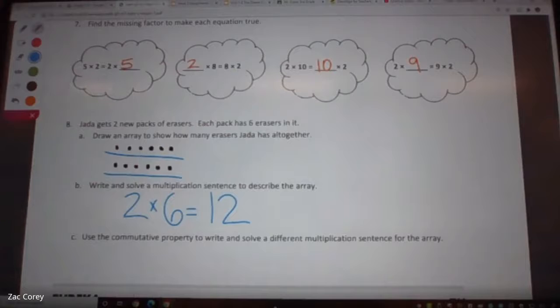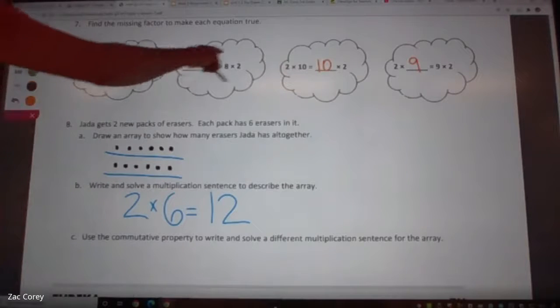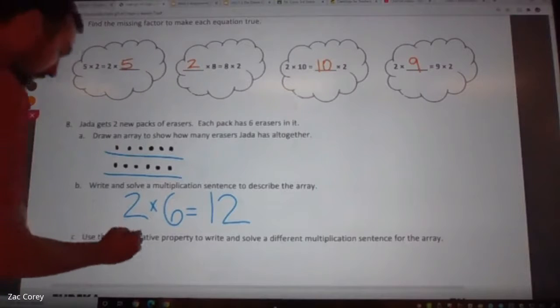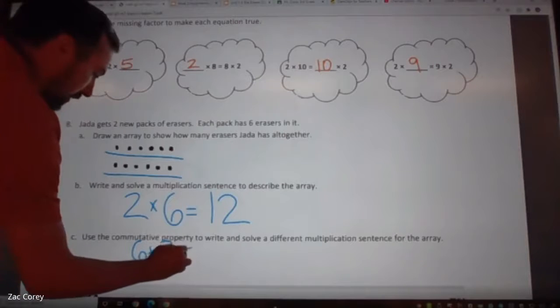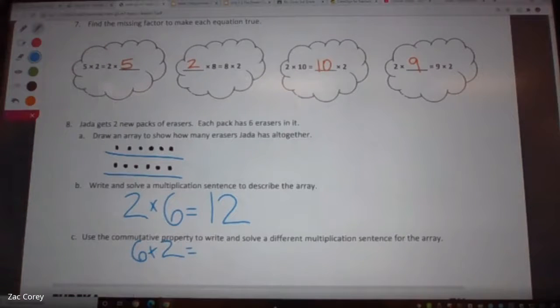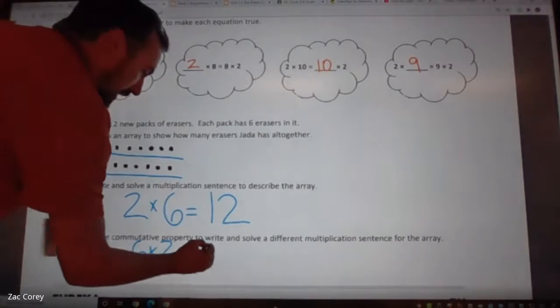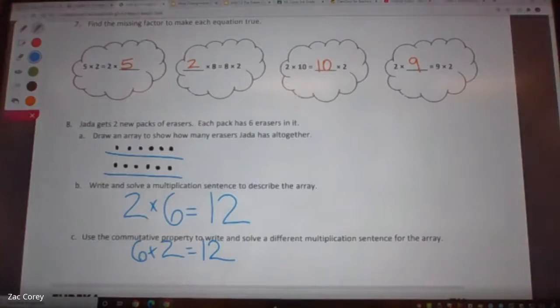All right. And the last one says, use the commutative property to write and solve a different multiplication sentence for the array. All right, so what the commutative property means is we can move these and get the same answer. What that means is we're just going to flip these guys like we did up here. So we're going to make it 6 times 2 equals. All right, 6 times 2. Do we get the same answer as 2 times 6? Well, in this one we have to count by 2 6 times. So 2, 4, 6, 8, 10, 12. Sure enough, same answer. Magic.